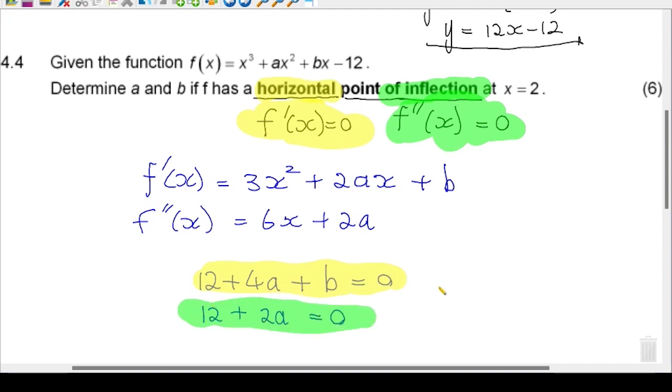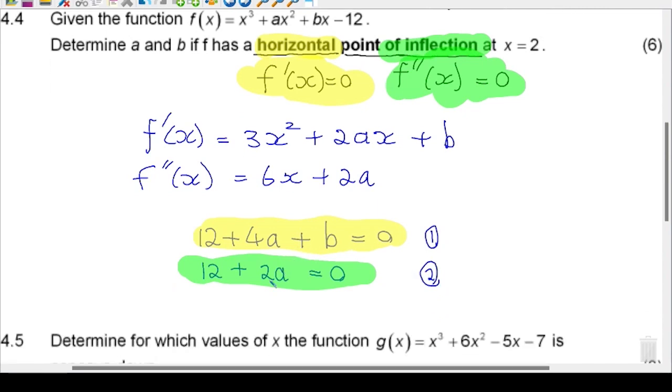Right, now let's go about solving those equations simultaneously. It's actually fairly straightforward because equation number 2, as it turns out, only has one variable in it. So a equals negative 6. We sub that into the first equation, which has got a's and b's in, and we get our final answer for b of positive 12. Okay, and that's the end of that question.